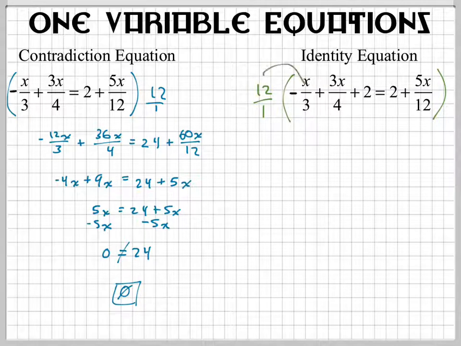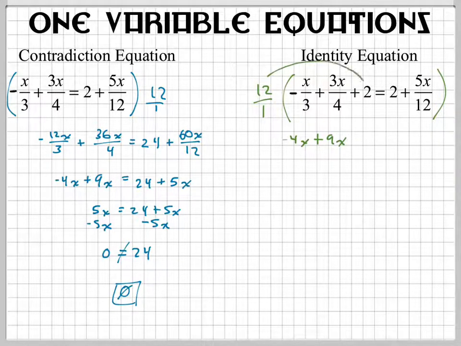See, we have a 12 times x over 3. We did that over there. Okay, so this is going to be negative 4x. Right? That's what we got right here. And then the next one's going to be positive 9x. That's because that's what we got right here. It's just skipping steps, trying to save a little bit of time.